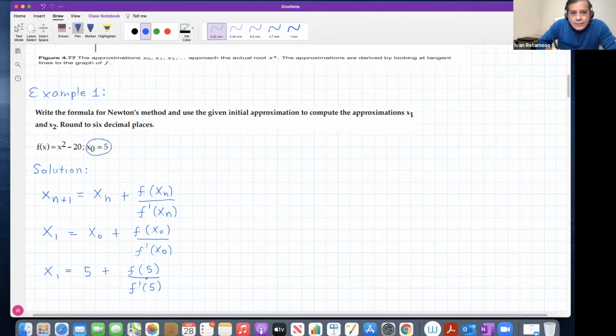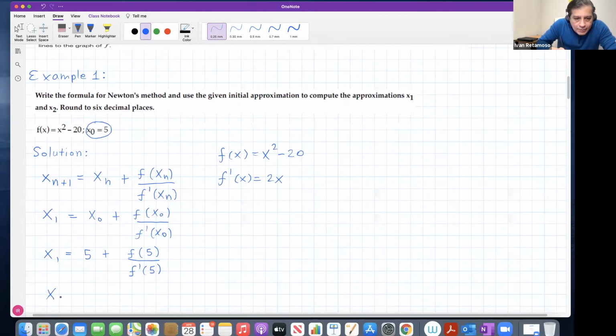So let's write out here what is f and what is f prime. f of x is this formula, x squared minus 20. And the derivative of f of x is just 2x minus 0, nothing, so 2x. We're going to use these two repeatedly. So let's compute x1 first. What is x1? Well, x1 will be equal to what?